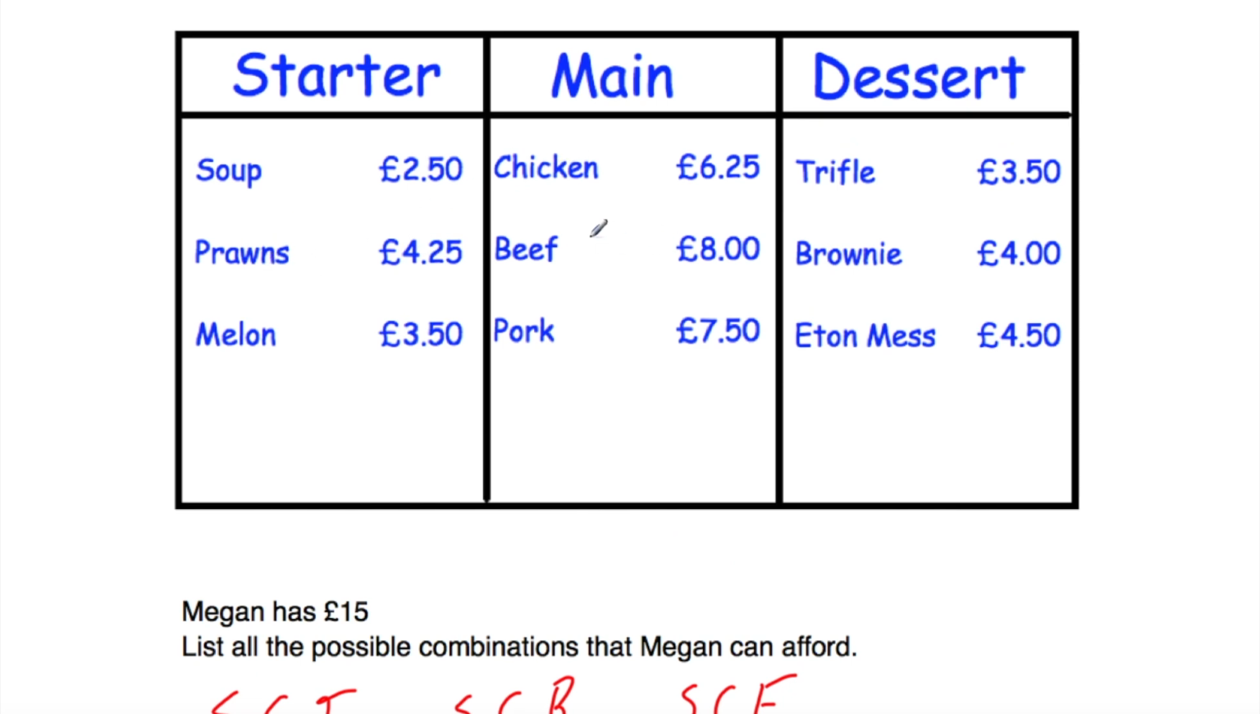Now we're going for a more expensive option, which is prawns and beef. So prawns and beef, we've got £4.25 and £8 now.